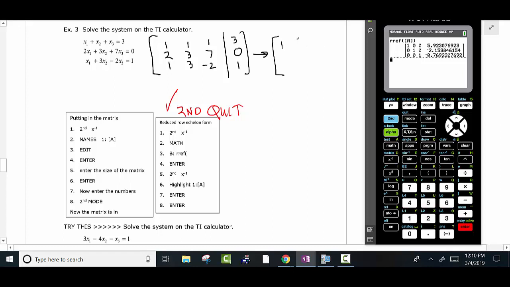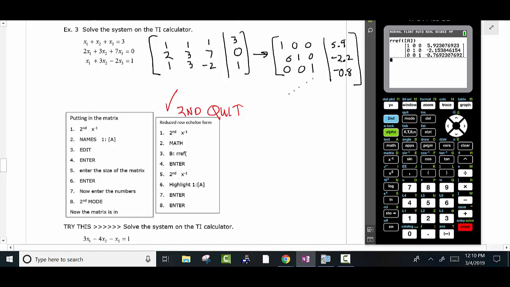So, and I do want you to write this. We'd have 1, 0, 0, and let's just call that a 5.9. The next one is 0, 1, 0, negative 2.2, all round, and then 0, 0, 1, negative 0.8. Let's just round that to 0.8. Okay, so if you get everything put in your calculator, that gives you the solution of that system of equations.